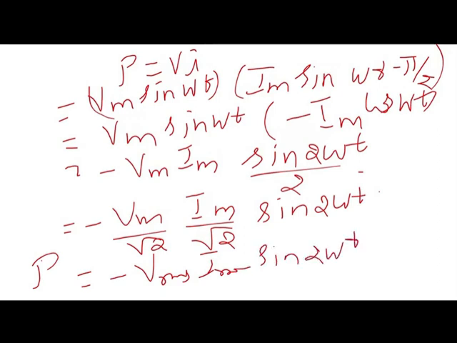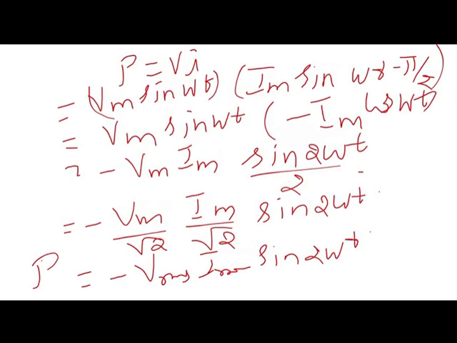Obviously here, when omega t is 0, sin 0, we are going to get the power value as 0. When omega t is 45, 2 omega t will become 90. In that case, you are going to get the power value as a maximum. Again, when omega t reaches 90, 2 omega t will be 180, and again it will become 0. Then again, it will go to the negative cycle. Like that, this will be fluctuating in nature.